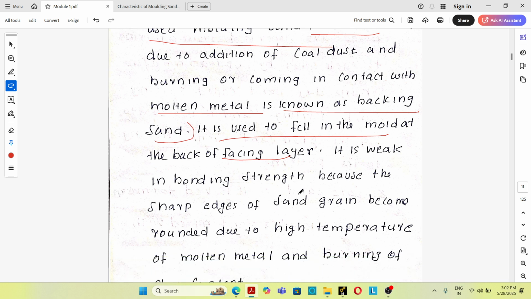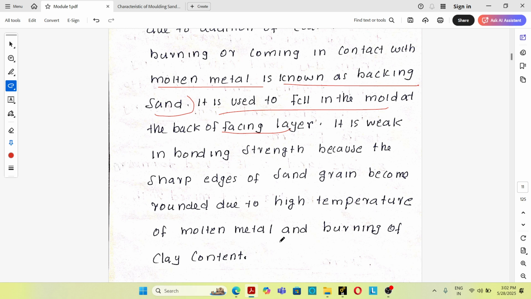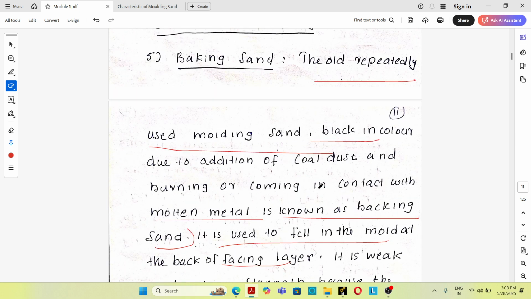It is weak in bonding strength because the sharp edges of the sand grains become rounded due to the high temperature of the molten metal and burning of the clay content. So it has less strength. There are no sharp edges in baking sand because it has already contacted the molten material and been exposed to high temperature. So the main purpose of baking sand is to fill the back of the facing sand. It is all repeatedly used sand. It is almost black in color and will not contact the molten material.